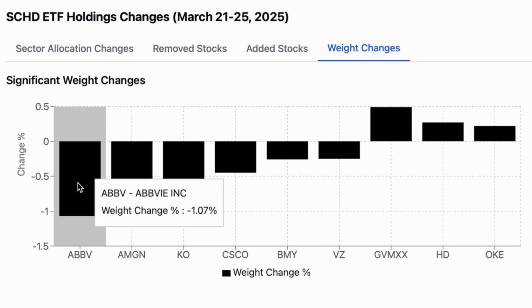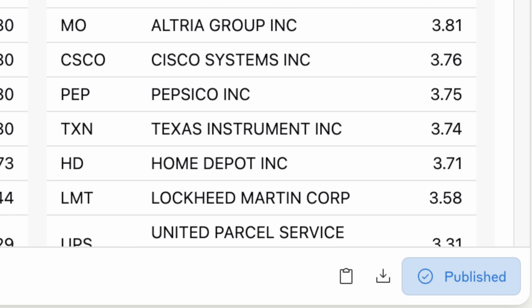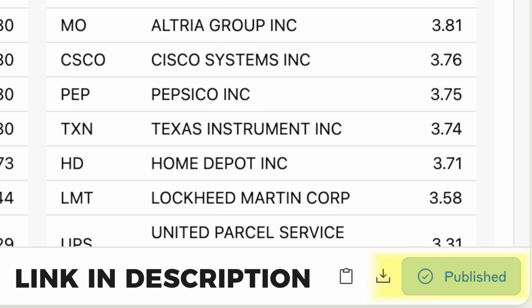I mean, in about 30 seconds, it created this tool that allowed me to interactively look at all the changes, see what stocks were added, were removed, and understand the sector differences so that I have an idea of how the ETF changed. Now, if you want to play around with this tool yourself, I published it through Claude, and I put the link to it down in the description of the video.